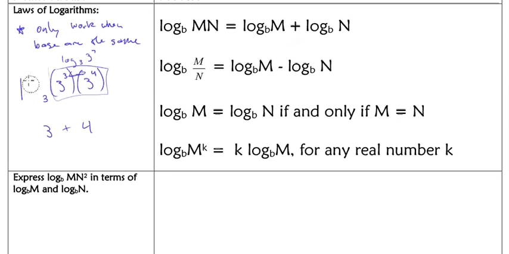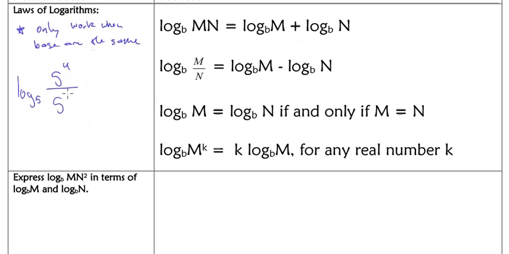Next we've got division, and that's really the same exact thing. Let's go log base 5 of 5 to the fourth divided by 5 squared. What is log base 5 of 5 to the fourth? Well, that's going to be 4. And what is log base 5 of 5 squared? Well, that's going to be 2.